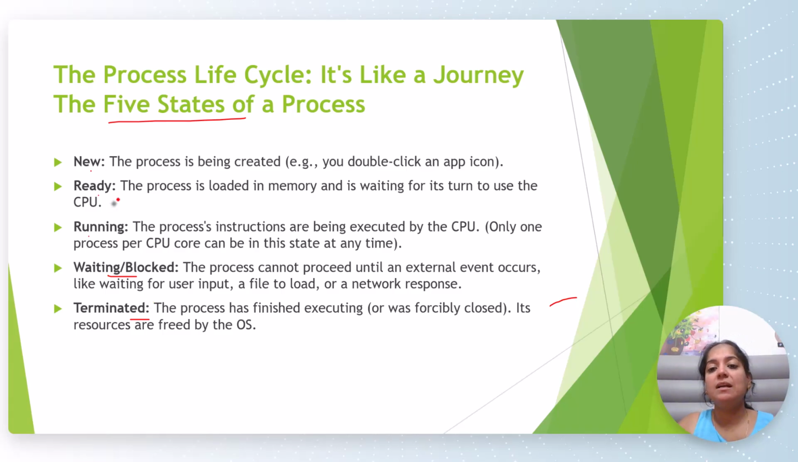For example, you double click on an application icon like Word or Notepad to open it. As soon as you click on it, it becomes a new process. Once you click, the process is loaded in memory and waits for its turn by the CPU for its execution. The process has all the required resources for execution, but it is just waiting for the processor. So it is called the ready state.